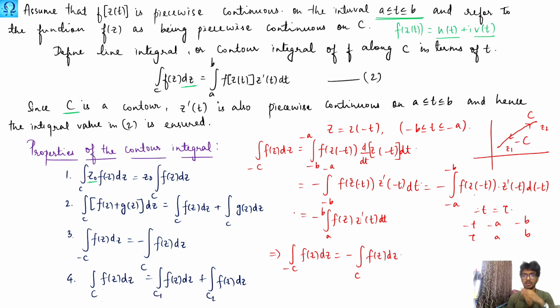Sometimes you may have a curve, a contour, which extends from Z1 to Z2 in this way, and from Z1 to Z3 in another way, something like this. This may be your entire contour C. It may be split into two contours, namely C1 and C2. So the integral over C may be split into the integral over C1 plus the integral over C2. This is possible, and that is given as the fourth property.